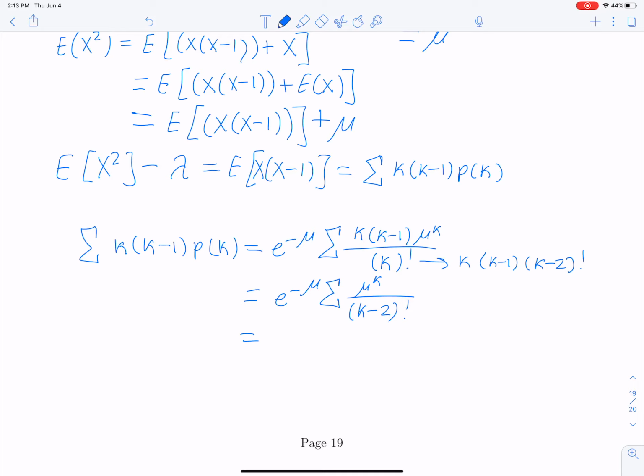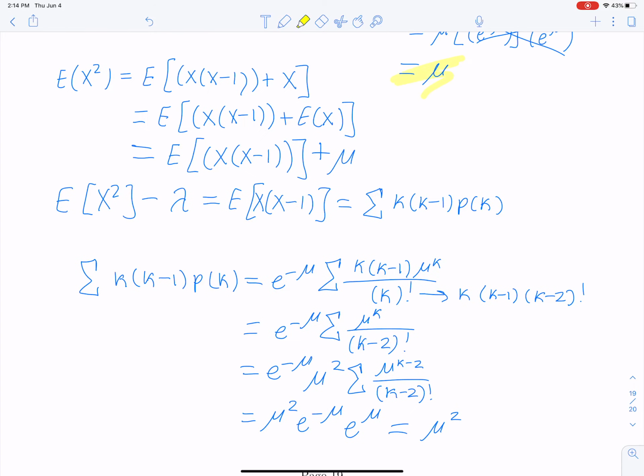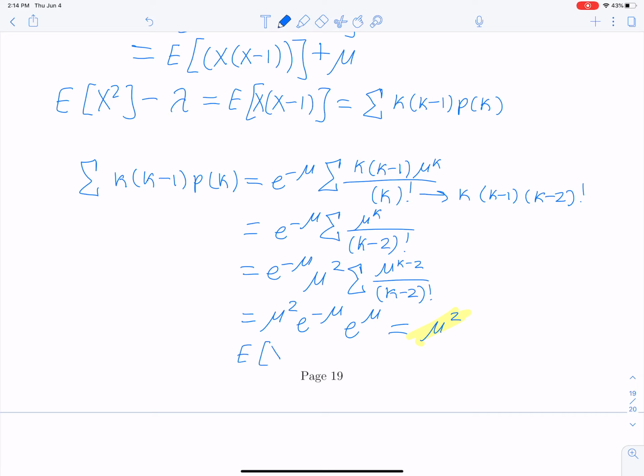So now I can pull out, if I'm plugging in values for k, I would have e to the negative mu times mu squared, summation of mu to the k minus 2 all over k minus 2 factorial. Okay, again, I have mu squared here, and then e to the negative mu, e to the mu. I changed it in again, and that just leaves me left with mu squared. So that would make sense. First moment was mu, and the second moment was mu squared. So now all we have to do is find the variance. Oh, and again, we aren't done because E of X squared is actually the second moment plus the first moment.